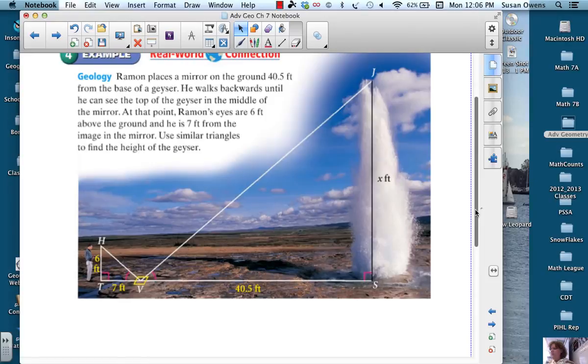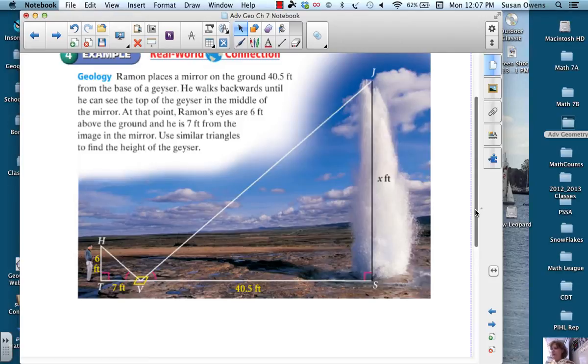So Raymond places a mirror on the ground 40.5 feet from the base of a geyser. He walks backwards until he can see the top of the geyser in the middle of the mirror. At that point, Raymond's eyes are 6 feet above the ground, and he is 7 feet from the image in the mirror. Use similar triangles to find the height of the geyser.